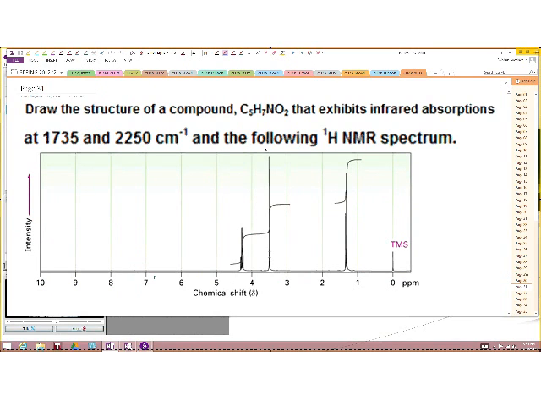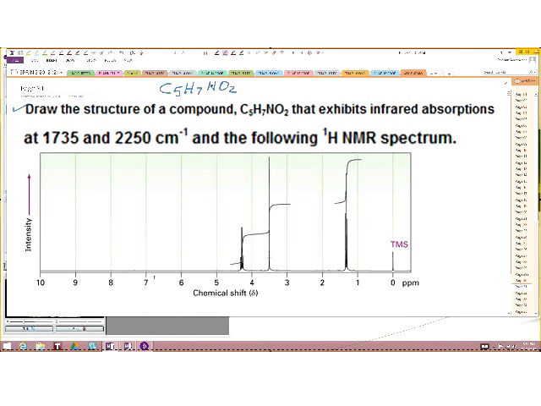Okay, Kiara Wallace, can you read this for us? Structure of a compound C5H7NO2 that exhibits IR absorption at 1735 and 2250 and the following proton NMR spectrum. Okay, thank you. Now, I brought this up so that you guys do not forget your spectroscopy.